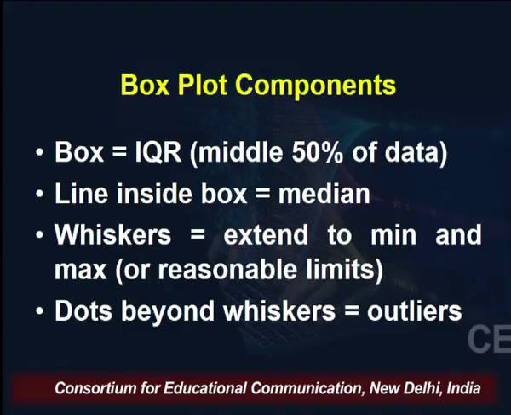Now let's look at this box plot in much more detail. The box really tells us the interquartile range, or the middle 50% of the data. The line inside the box is the median. The whiskers, the single lines which extend from the box to either end, show the minimum and the maximum values. Any dots beyond those whiskers tell us the outliers, which we should ignore.